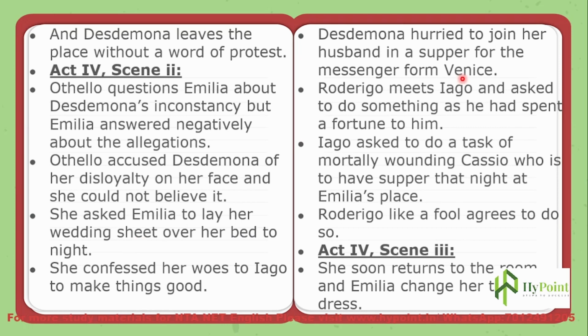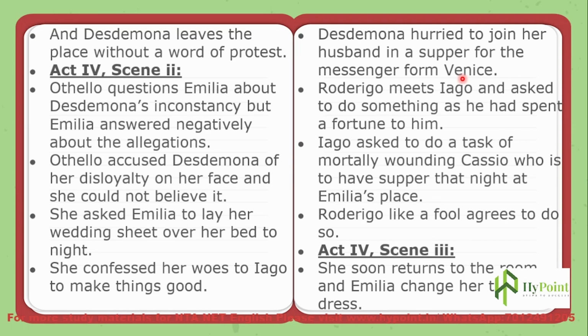And on that particular night, Othello arranged a supper for the messenger from Venice, and Desdemona, as a matter of courtesy, has to join her husband in that supper, which was arranged by Othello himself. So she goes. And Rodrigo meets Iago and asks him to do something, as he had spent a fortune on him. So Iago was using Rodrigo and his wealth to carry out his action.